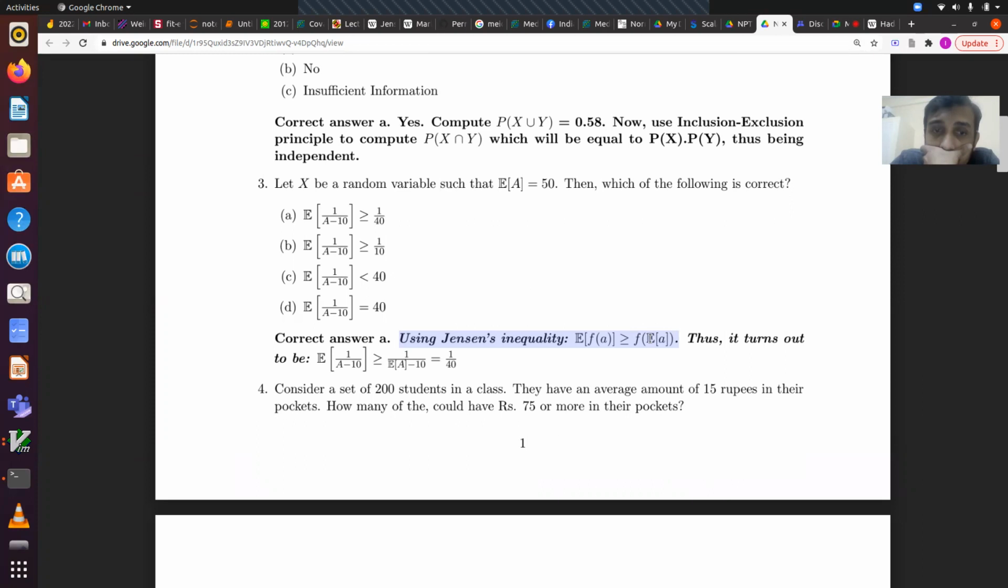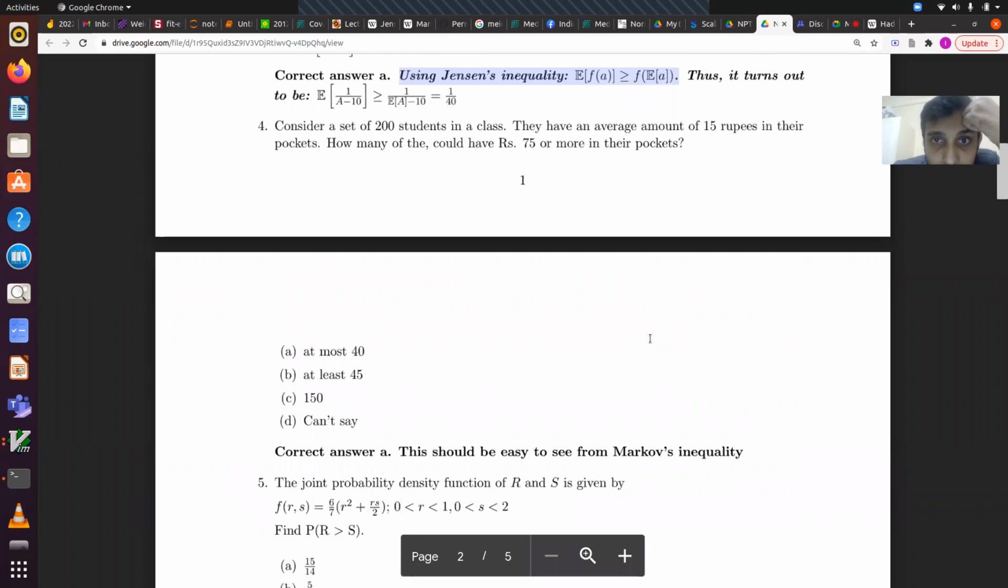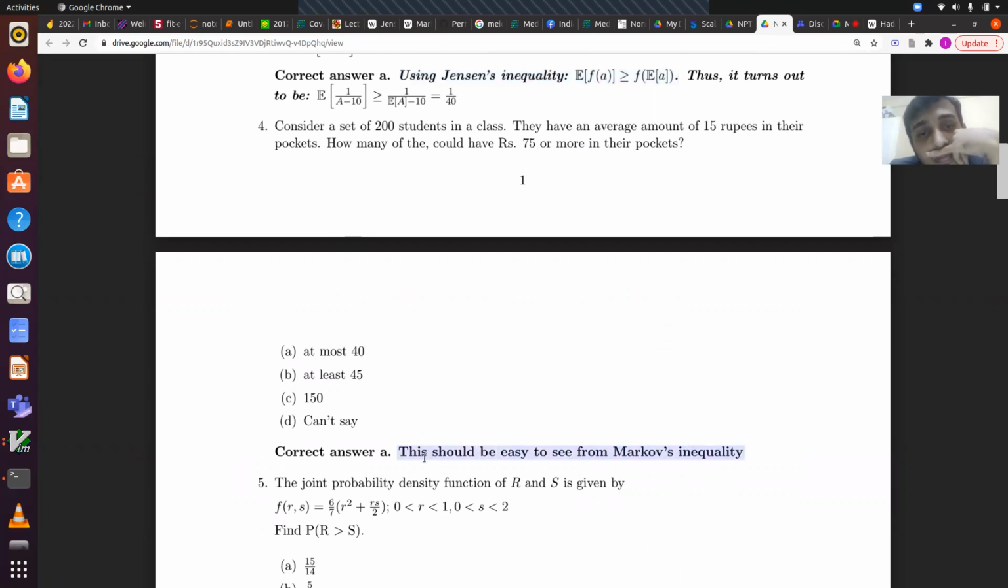See, one more question, sir. Question number 4. Please come. Question number 4. Yes, we are there. The correct answer is A. This could be easy to see from Markov inequality. How? You have to explain this thing, na? Easy to see. How easy to see that we are not understanding?